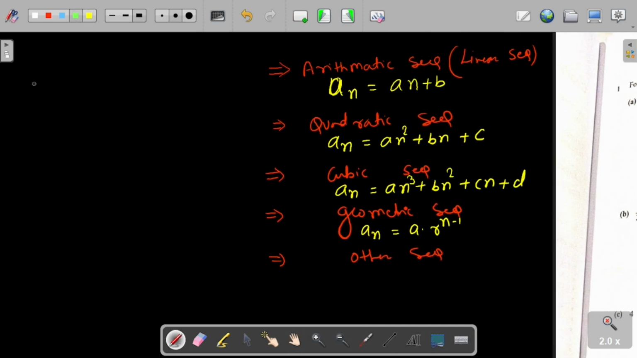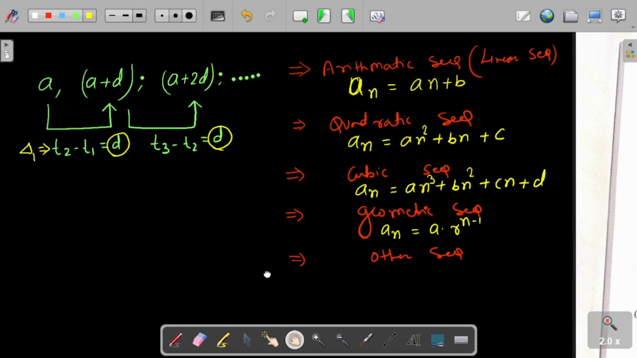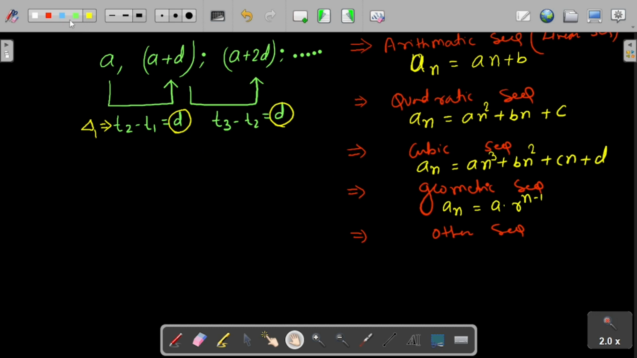So what is the arithmetic sequence? An arithmetic sequence is such that each number gets added by a common difference term, that is d. So the first term is a, the next term will be a plus d, after this a plus 2d, and so on. If you see the difference between consecutive terms, t2 minus t1 is equal to d. The difference between the third term minus the second term will still be d. So that's the arithmetic sequence, or you can say the linear sequence. It means the first difference between the consecutive terms is going to be constant. That's a linear sequence.